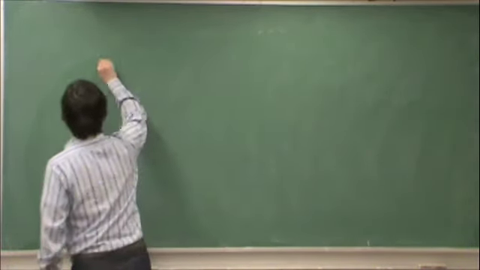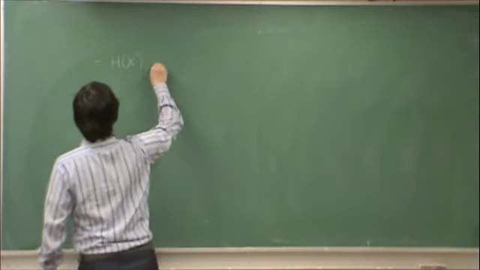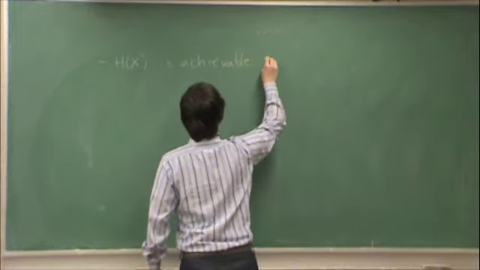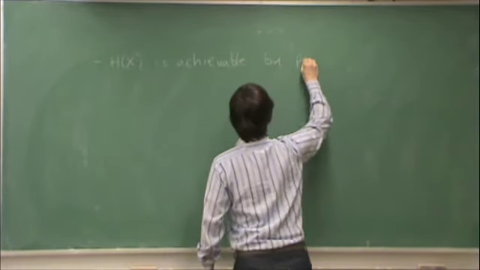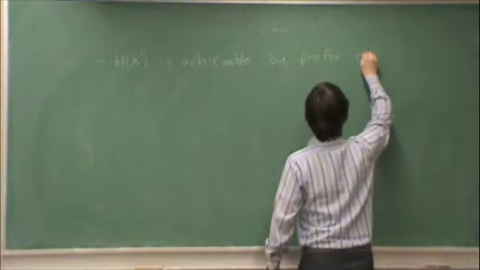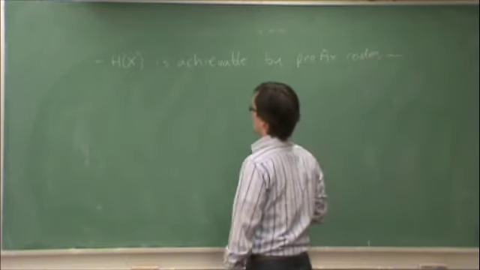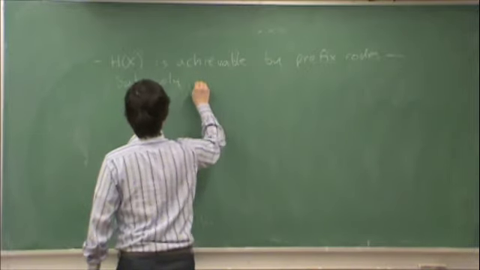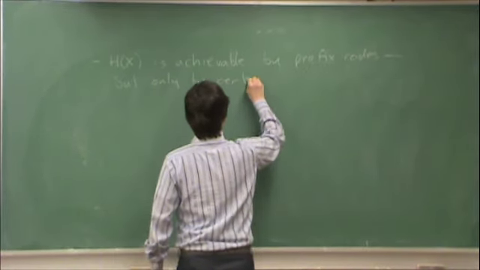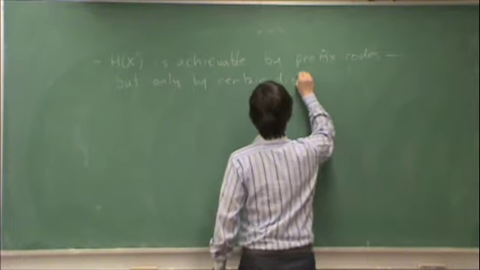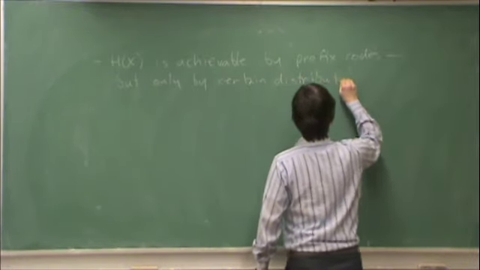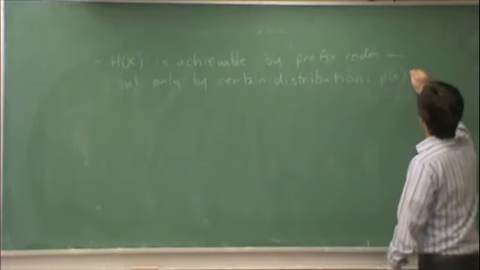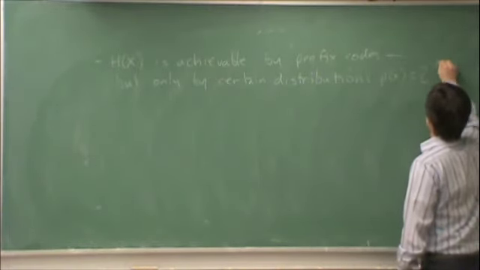...can't do. H of x is achievable by prefix codes, but only by certain distributions Px, where Px has the form 2 to the minus Lx.